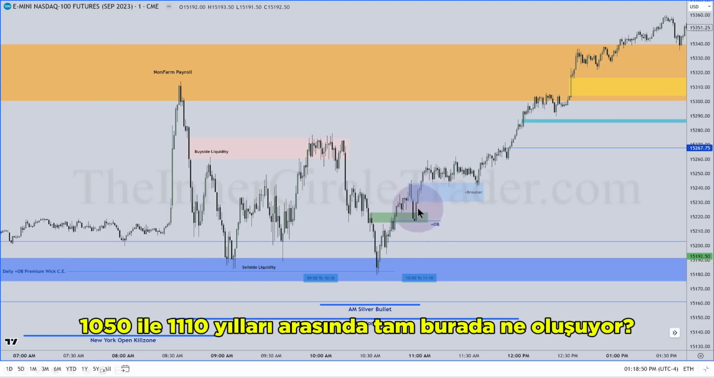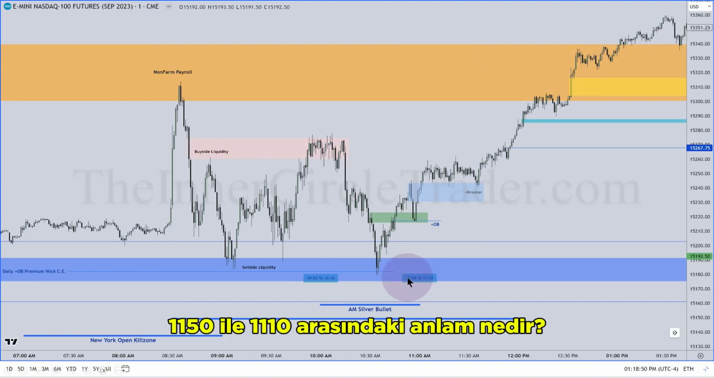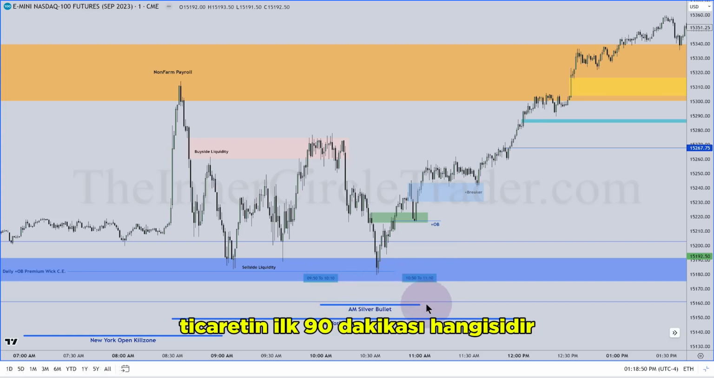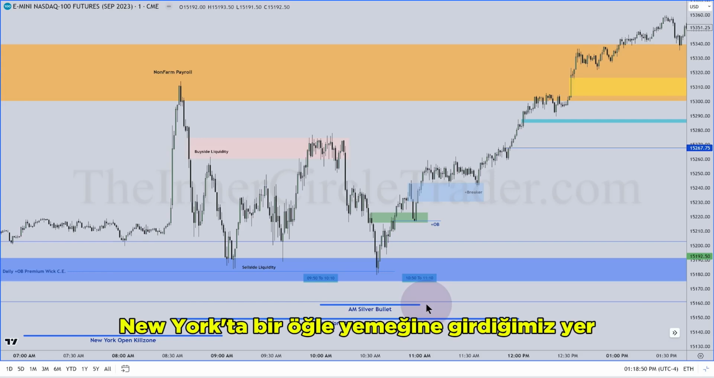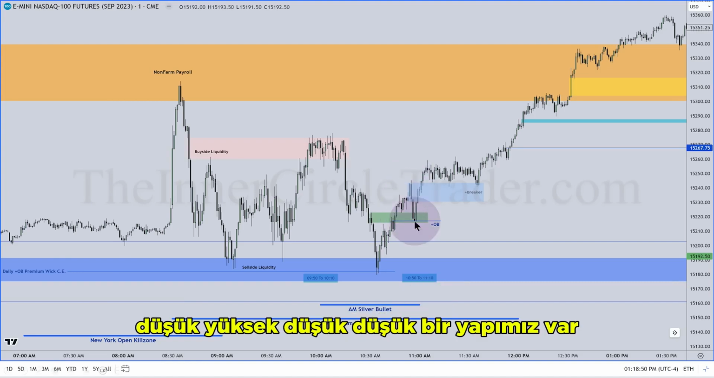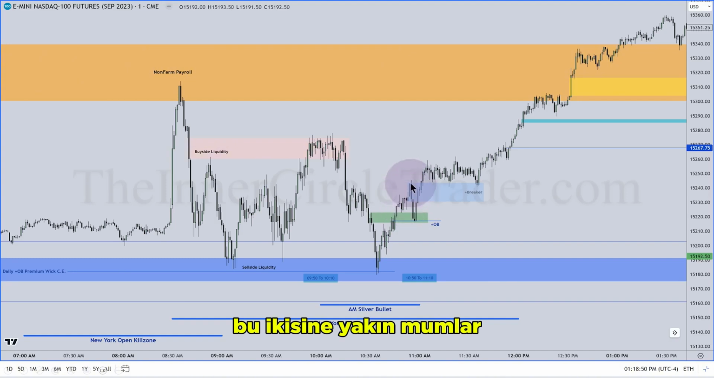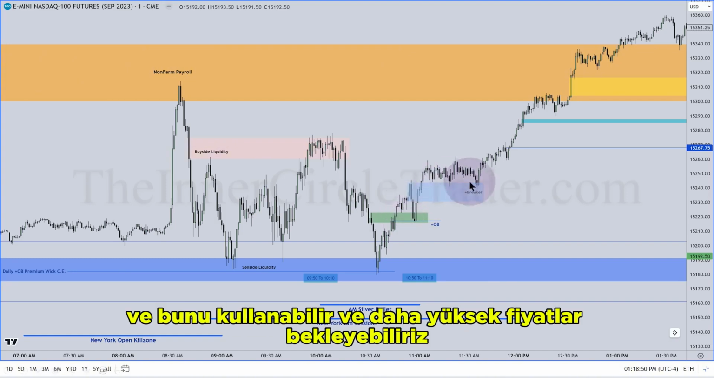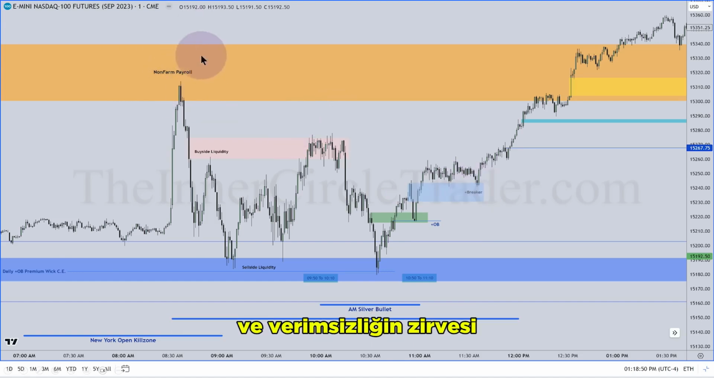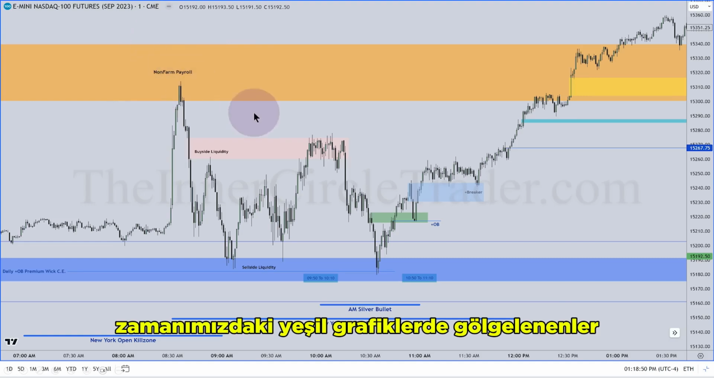And then we rally. What does it form right here during the 10:50 to 11:10? What is the significance of 10:50 to 11:10? You're ending the 10 o'clock to 11 o'clock hour, which is the first 90 minutes of trading. And then we're going to enter the time of day where we enter a New York lunch, and New York lunch has its own macro, or it usually runs for liquidity. We have a low, high, lower low, making these up close candles, the two of them, a bullish breaker. And we can utilize that and anticipate higher prices running for the buy side here, and the high of the inefficiency that's shaded here on the higher time frame charts.